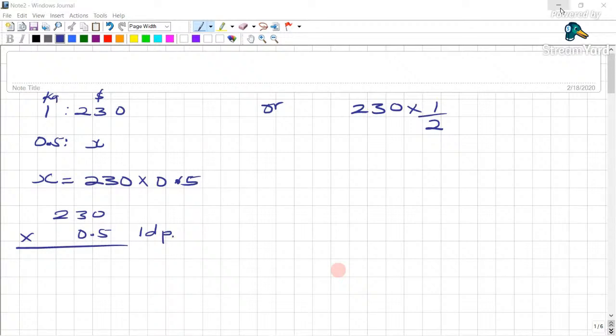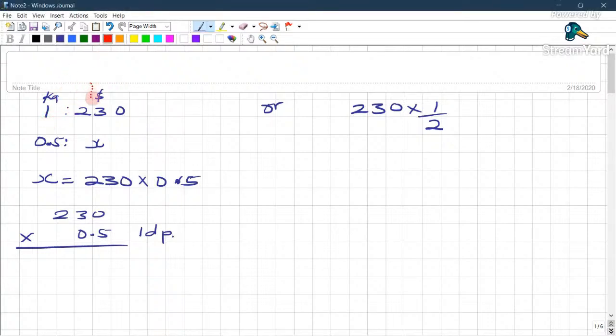Okay, so number 1 says, if 1 kilogram of beef costs $230, what is the cost of 0.5 or half a kilogram of beef? So how I have it set up here, 1 kilogram of beef costs $230. For half a kilogram, we want to know the cost. So simply, we could cross multiply. This is the left-hand side. This is the right-hand side. So 1 times x would be equal to 230 multiplied by 0.5.